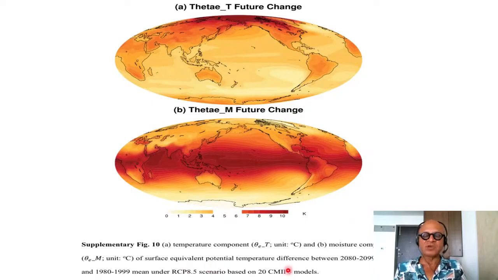This is based on the average of 20 CMIP5 models, so the last assessment AR5 released in 2014. The result will not change if we look at CMIP6, which is just being released. Okay, so this difference is between 2080 to 2099 and 1980 to 1999. So the last two decades to the two decades at the end of the 21st century. So again, the main message is that the contribution from moisture dynamics in response to warming is going to be dramatic in the low latitudes.